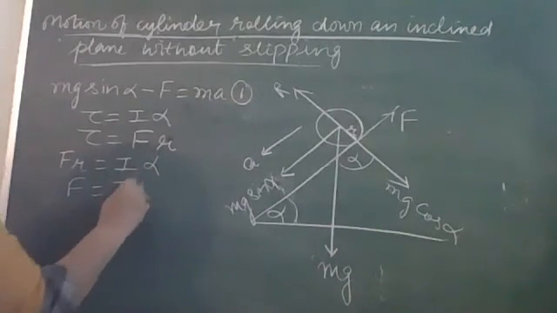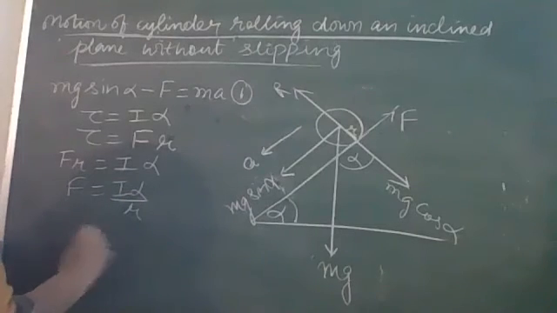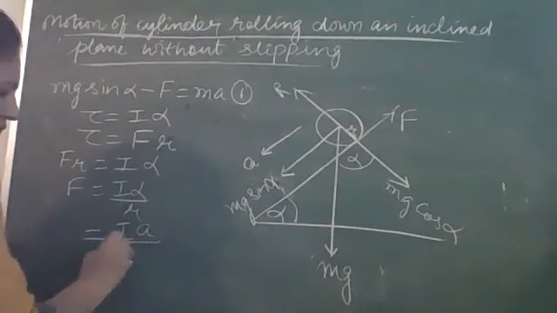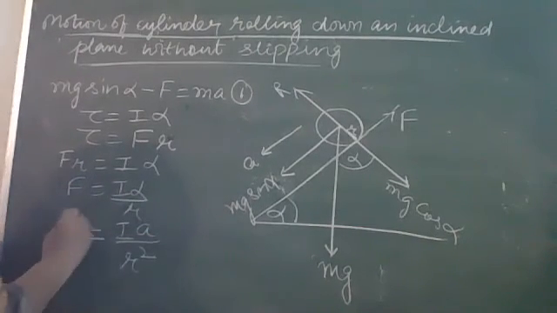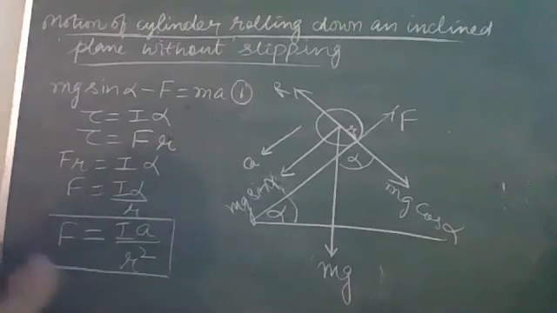F is equal to I alpha over R. Use a is equal to R alpha. We get F equal to Ia over R square. So same way like in the previous article we got tension, we have got force of friction here. All right.